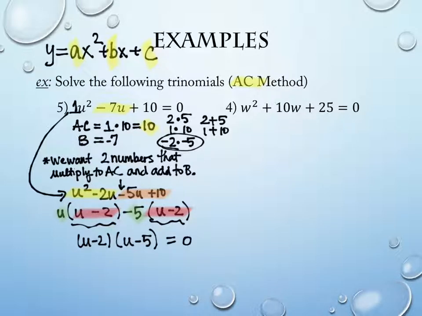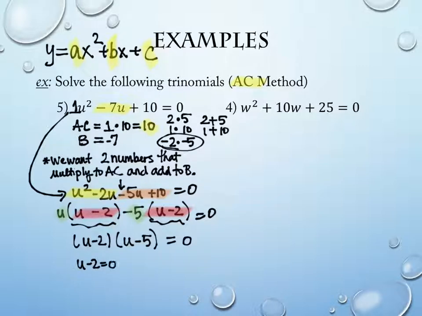This is equal to 0. I've been sloppy. These are all equal to 0. Let me put those back in. So what can I do now? Because now the problem looks like number 1 and number 2 I started with today. Set them each equal to 0.